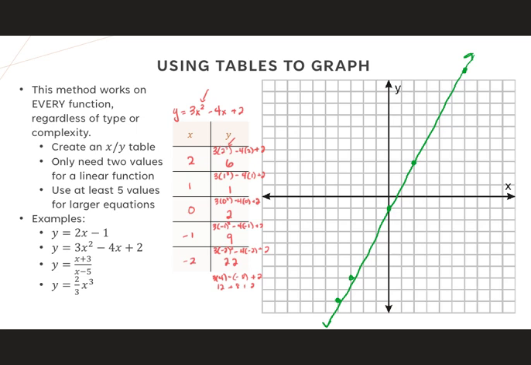Okay, so I've got 2 and 6, 1 and 1, 0 and 2, -1 and 9, and then -2 and 22 doesn't fit. Now you'll kind of notice these don't make a straight line, and they shouldn't. Anytime I have anything bigger than x to the first power, it's not going to be a straight line. So the best I can do is say, well, maybe it looks something like that. Close enough. And that may not be exactly what's happening, but it's close enough.